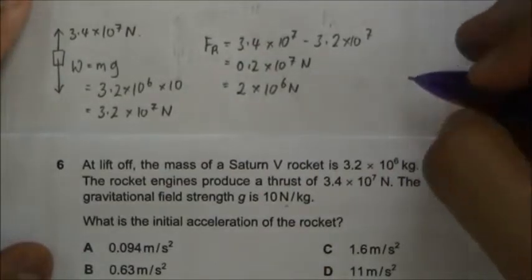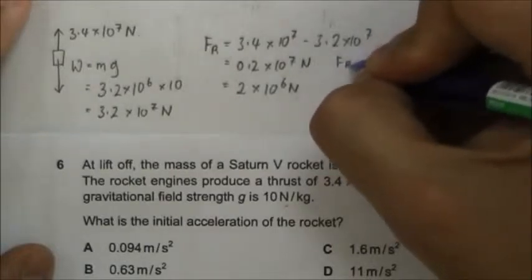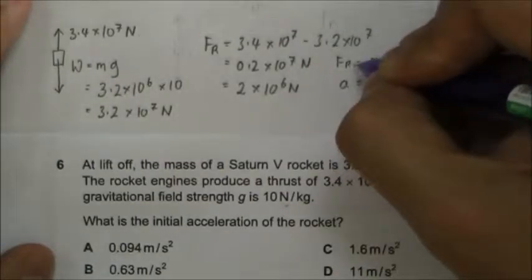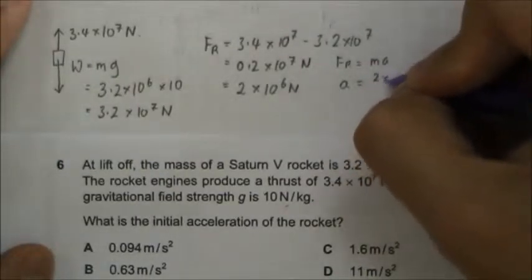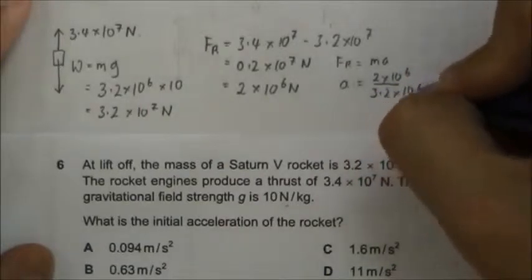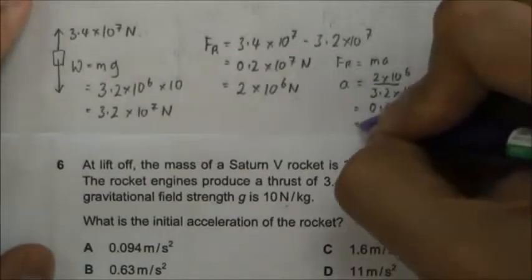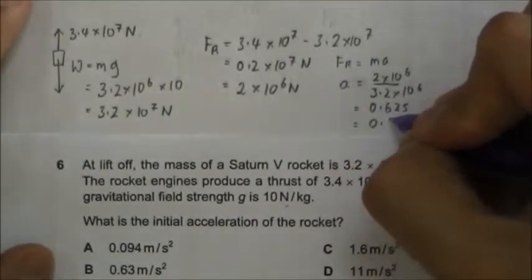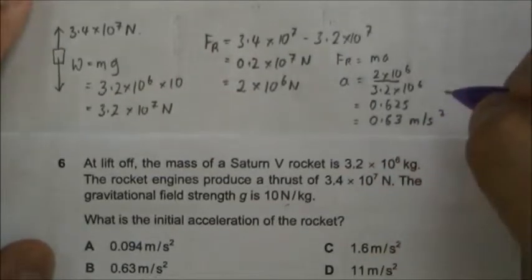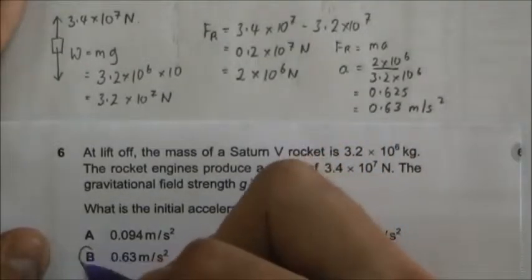Okay, since we have the resultant force, we can find the resultant acceleration. Using the formula, resultant force is equal to ma, our acceleration is equal to the resultant force divided by the mass, which is 2 × 10^6 divided by 3.2 × 10^6. This is going to give us 0.625, and if we were to round it off, it becomes 0.63 meter per second square, and that will give us the answer B.